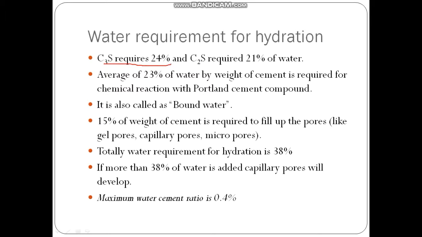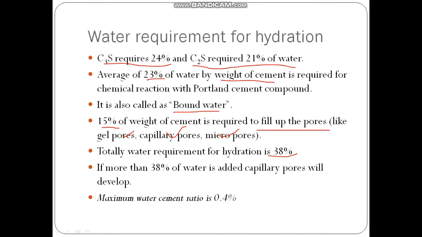Water requirement for hydration. C3S requires 24% and C2S requires 21% of water. So an average of 23% of water by weight of the cement is required for the chemical reaction, and it is also called bound water. An extra 15% of water by weight of the cement is required to fill up the pores like gel pores, capillary pores, and micropores. Totally, the water requirement for hydration is 38%.